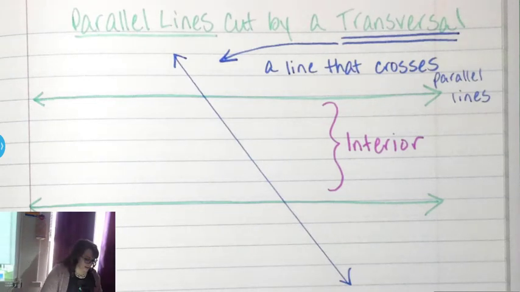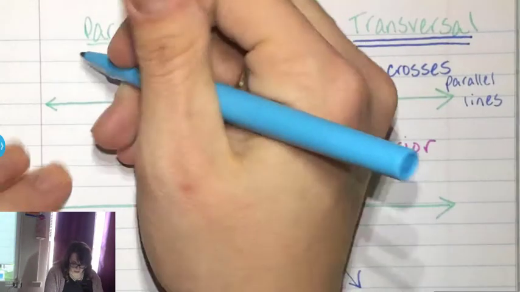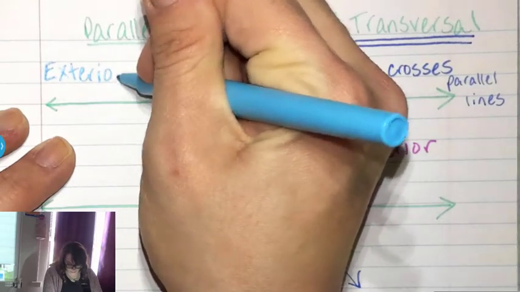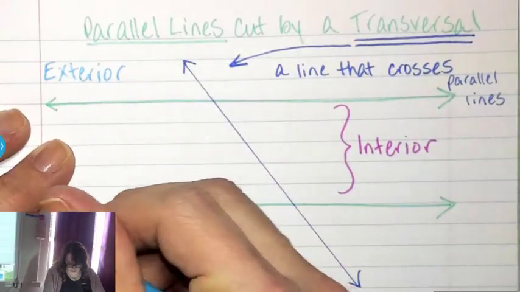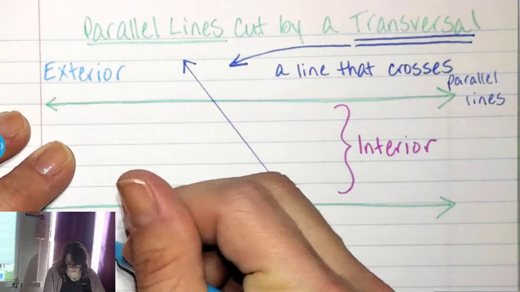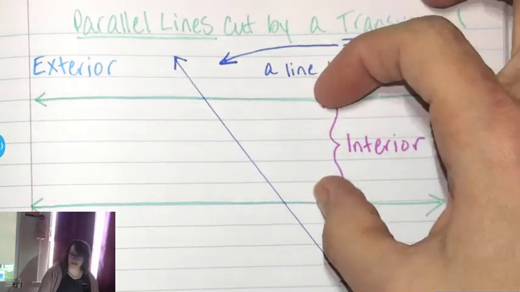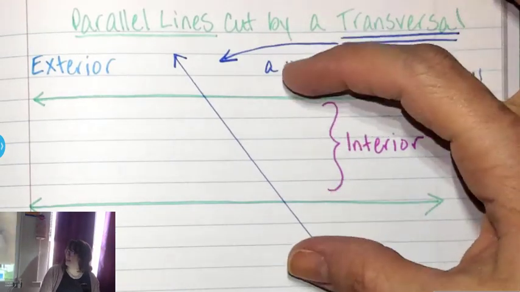So if in between the lines is interior, outside the lines would be exterior. See, it all just makes sense. So interior, we'll go, me and my color palette. So then out here, this is exterior, and this is exterior. So you have inside, outside, interior, exterior.